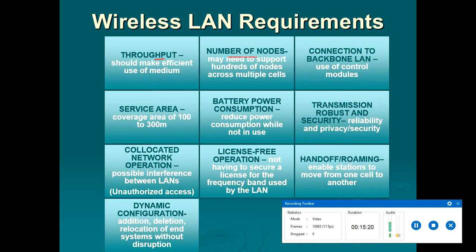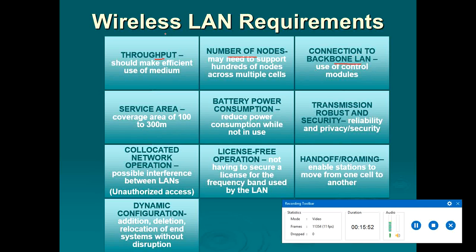Second is number of nodes. So wireless LANs may need to support hundreds of nodes across multiple cells. So it should be able to support multiple nodes across multiple cells. Third is connection to the backbone LAN. So use of control modules is required. In most cases, interconnection with the stations on a wired backbone local area network is required, so for infrastructure wireless LANs, another difference between wireless LAN and ad hoc networks.